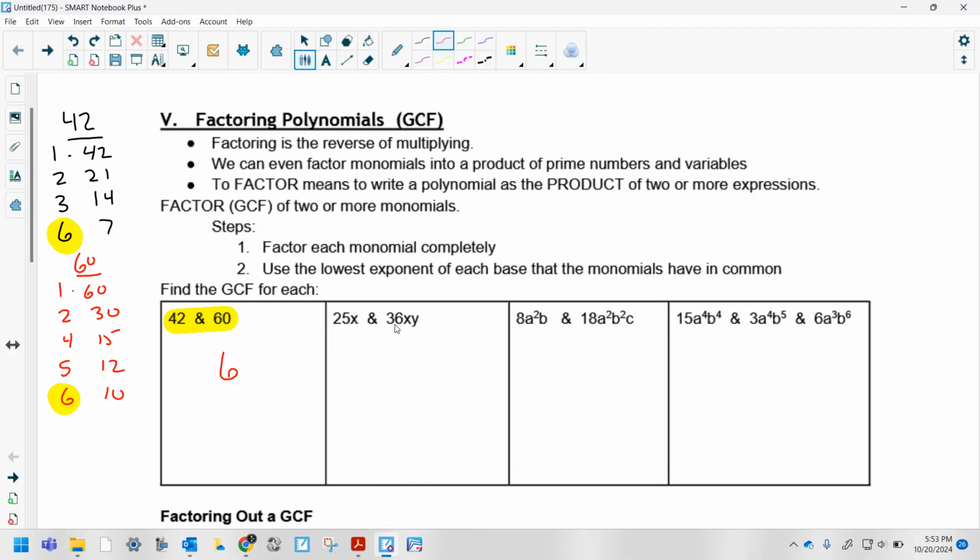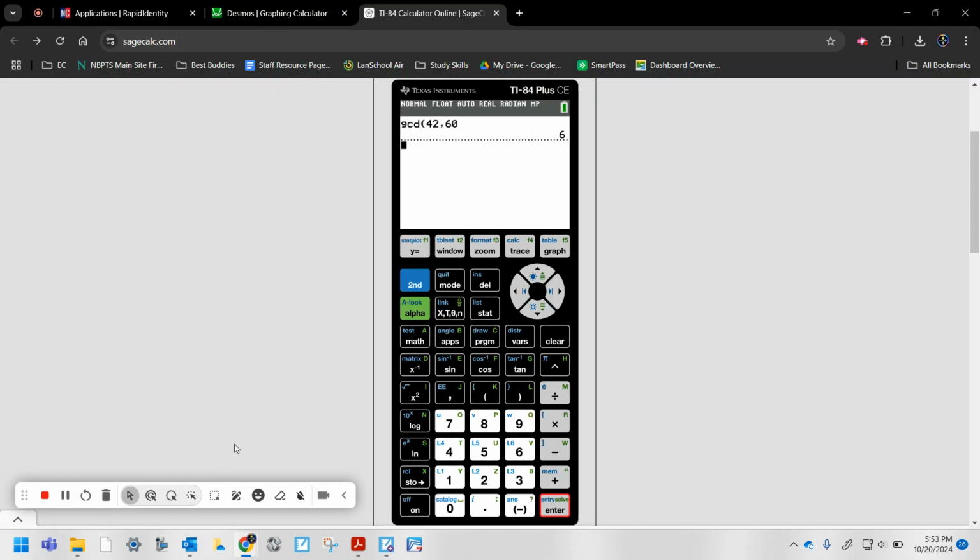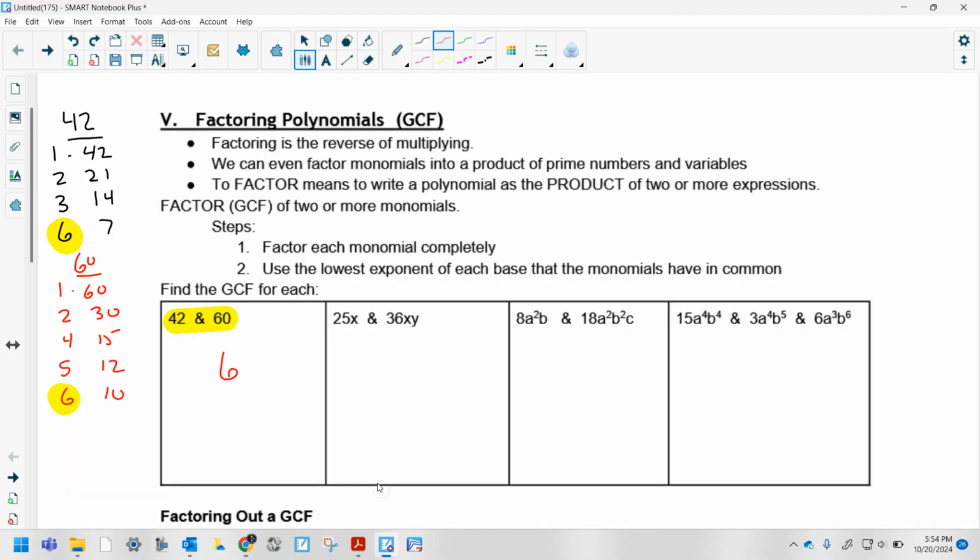Next we have 25 and 36. Let's go back and see what the GCF of 25 and 36 is. Math, go across, Number, hit 9, 25, comma, 36, enter, and it's going to be 1. Now we never care when a GCF is 1 because 1 goes into everything.